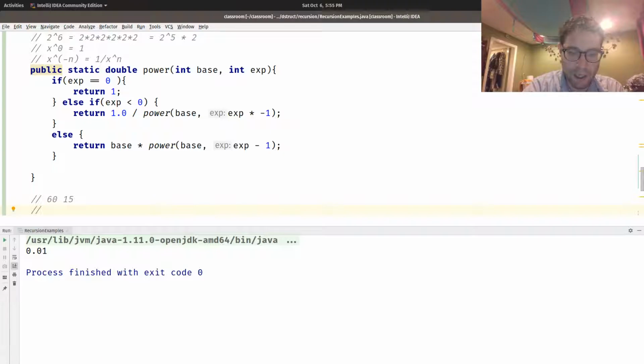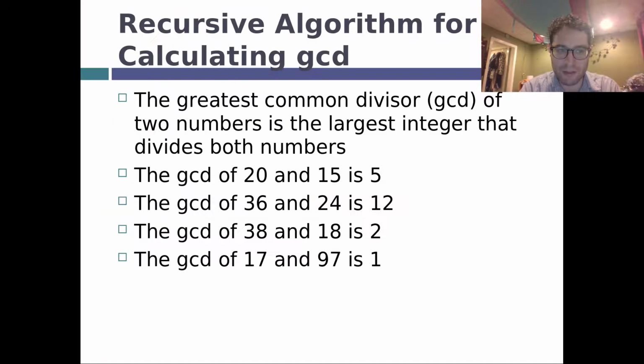Similarly, let's go with 6 and 80. The greatest common divisor there is 2, because 2 is the biggest thing that divides both 6 and 80. It's the biggest thing that divides both. So how do you calculate that?